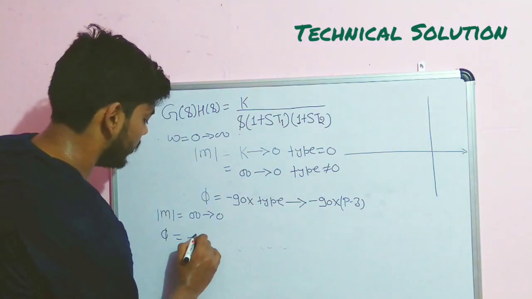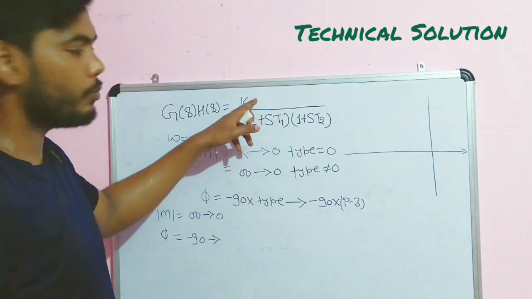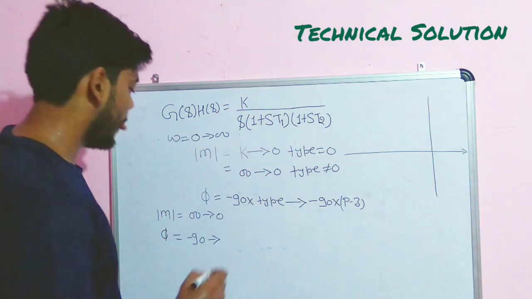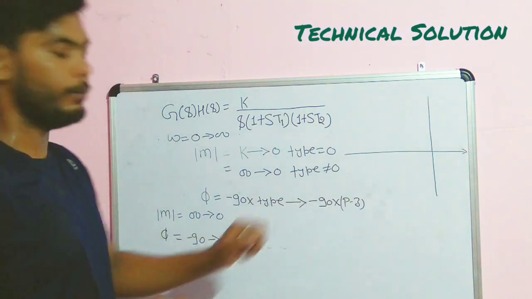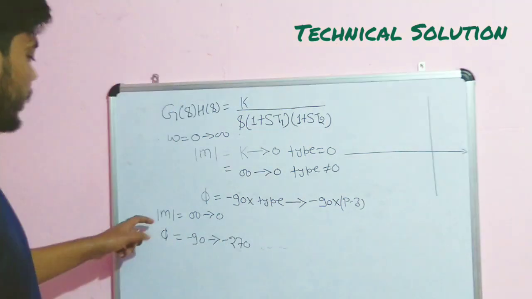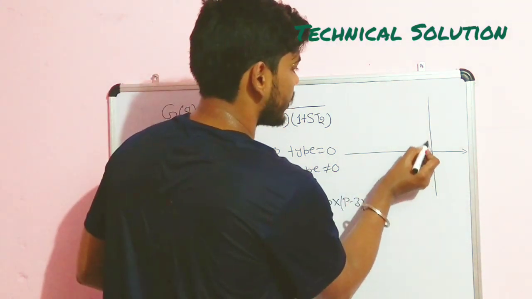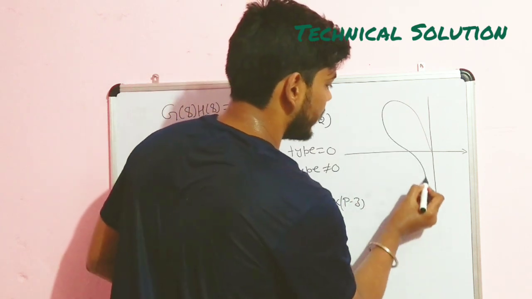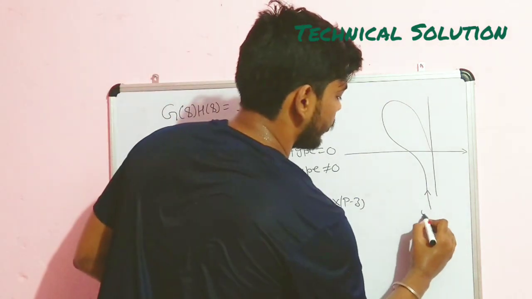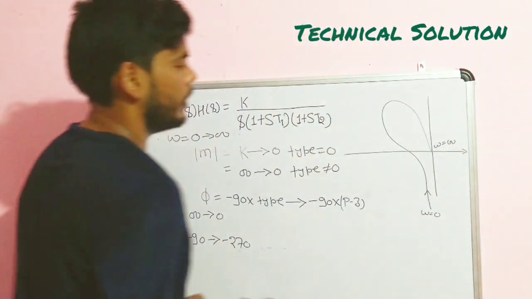So the phase starts at minus 90 due to the poles at the origin. The number of zeros is 0 and the number of poles is 3, so 3 minus 0 is 3. So the phase varies from minus 90 to 3 times minus 90, which is minus 270. Okay, so we got the magnitude and the phase. So the polar plot of this transfer function is just like this. The direction of the polar plot is from here, where omega is equal to 0, to here, where omega is equal to infinity.